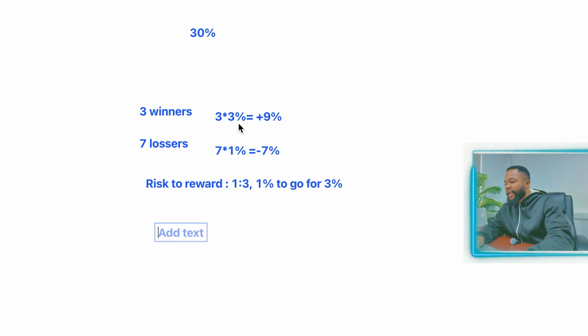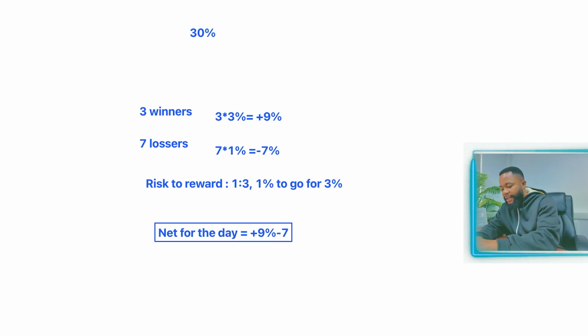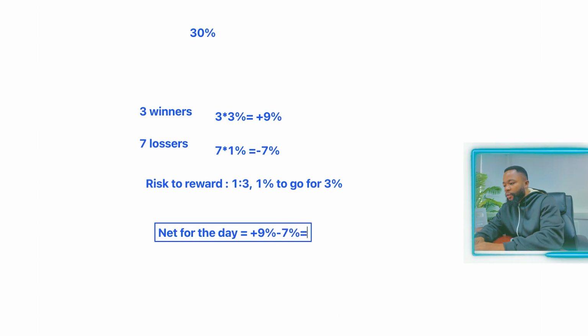So what's going to be the net for the day will be what you made minus what you lose. So net for the day is just going to be equal to plus. Always put the plus sign. It's going to be plus 9% minus 7%, which is equal to plus 2%. Plus 2%. Can you see that?